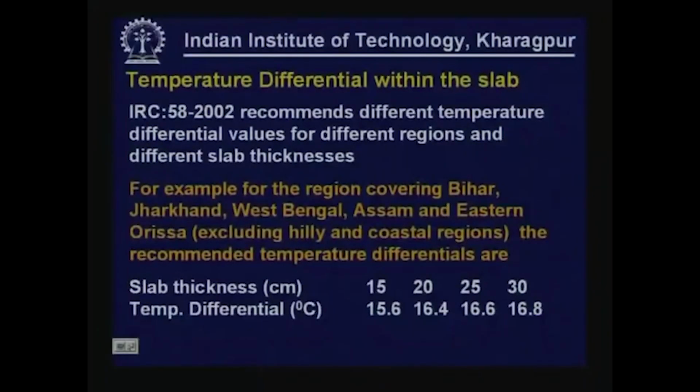Typical temperature differentials are recommended by IRC 58 because for a given region we have to assume some maximum temperature differential from top to bottom. So, these are recommended by IRC 58. These values can be seen from the guidelines. For example, for the region covering Bihar, Jharkhand, West Bengal, Assam and Eastern Odisha, excluding hilly and coastal regions, different temperature differentials are recommended for different thicknesses of slab. For example, for a 20 centimeter thick slab in this region, the temperature differential to be assumed is 16.4 degrees centigrade.